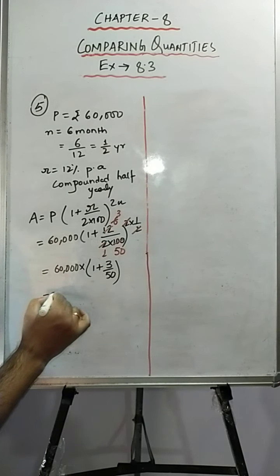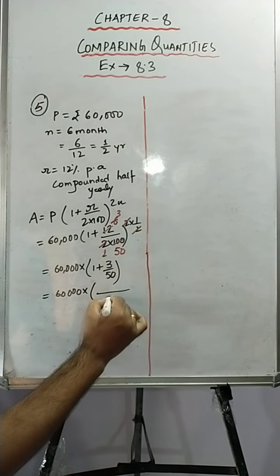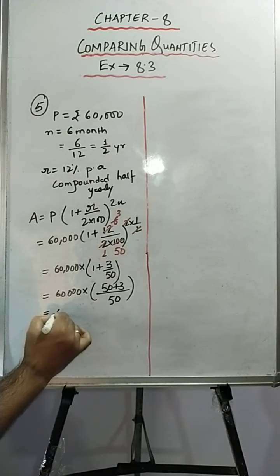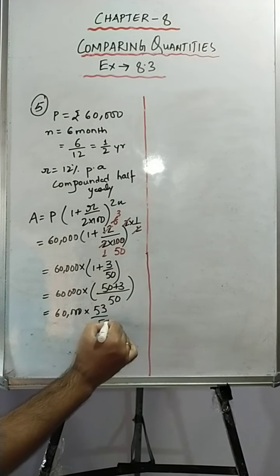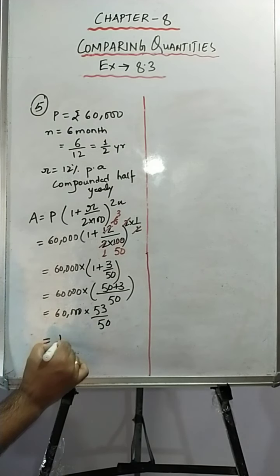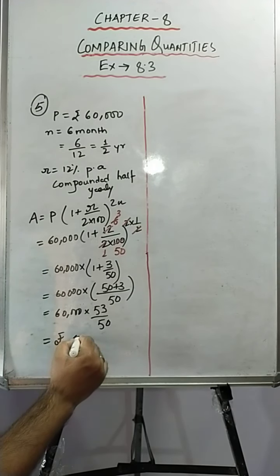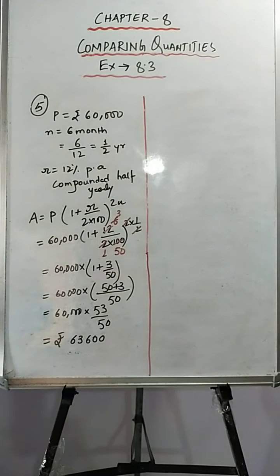So let's solve the bracket. 60,000 into 50 plus 3. So that will be 60,000 into 53 by 50. Okay, so your answer would be what? If you do the reducing part, you will get the answer as 63,600. Okay, so after 6 months, your amount would be 63,600.